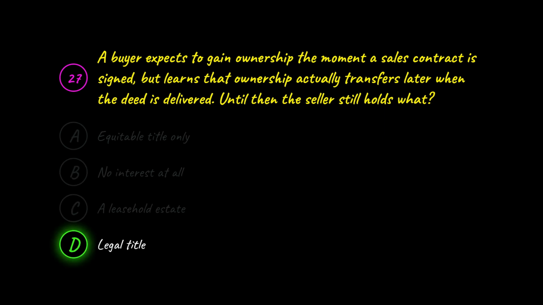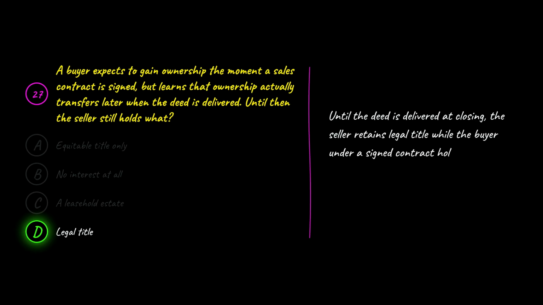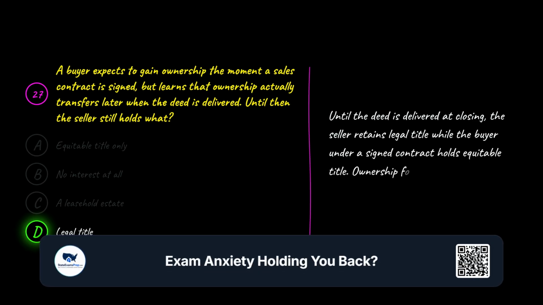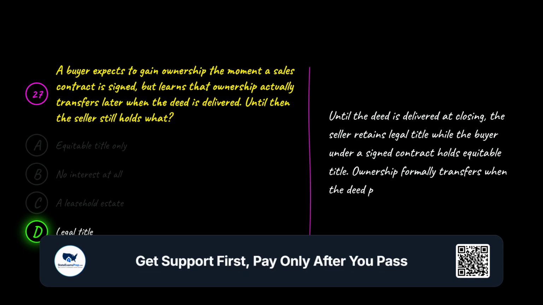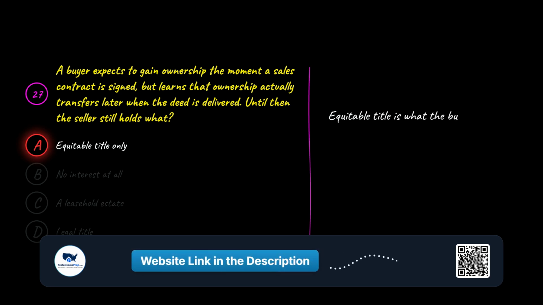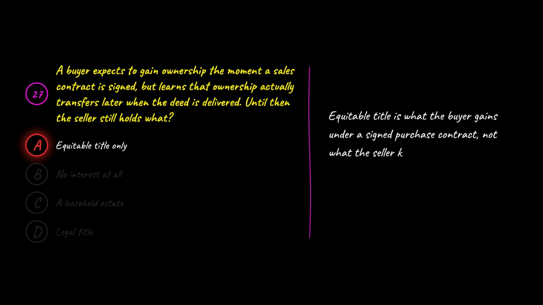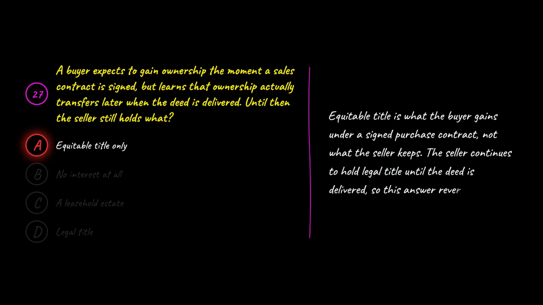The correct answer is D. Legal title. D is correct because until the deed is delivered at closing, the seller retains legal title while the buyer under a signed contract holds equitable title. Ownership formally transfers when the deed passes, not when the contract is signed. A is wrong because equitable title is what the buyer gains under a signed purchase contract, not what the seller keeps. The seller continues to hold legal title until the deed is delivered, so this answer reverses the parties.